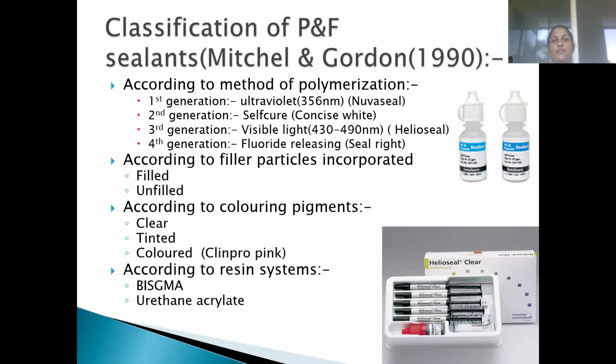Now, coming to the classification of pit and fissure sealants, Mitchell and Gordon in 1990 classified them according to the method of polymerization into 4 generations. The first generation being ultraviolet, second generation self-cure, third generation visible light, and fourth generation fluoride releasing. We can also classify according to filler particles incorporated as filled and unfilled, where filled pit and fissure sealants are more resistant to occlusal masticatory forces.